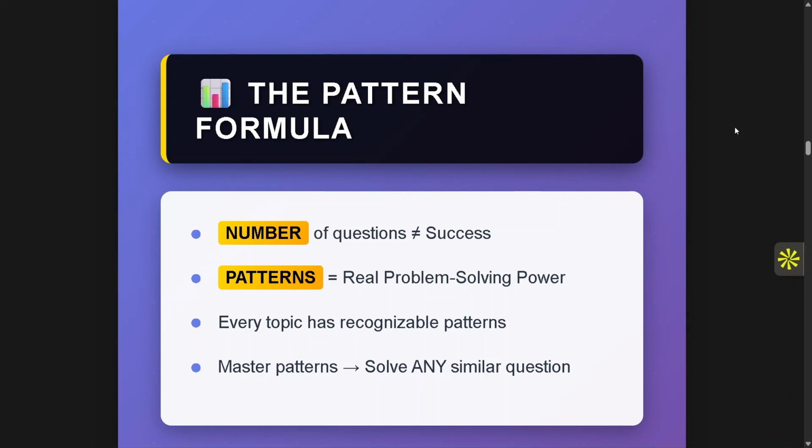Once you understand a pattern, you can solve any question that follows that pattern, even if you have never seen that specific question before. This is what separates average programmers from exceptional problem solvers. Average programmers memorize solutions. Exceptional programmers recognize patterns and adapt.